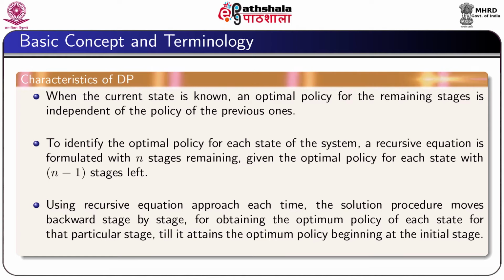To identify the optimal policy for each state of the system, a recursive equation is formulated with n stages remaining, given the optimal policy for each state with n minus 1 stages left. And finally, using recursive equation approach each time, the solution procedure moves backward stage by stage for obtaining the optimal policy at each state for that particular stage till it attains the optimal policy beginning at the initial stage.